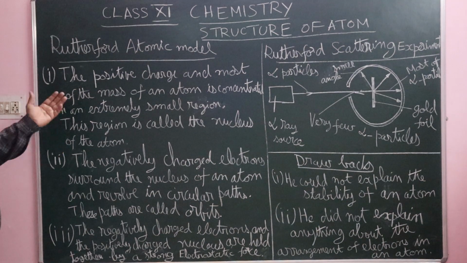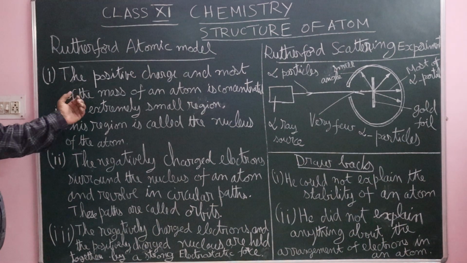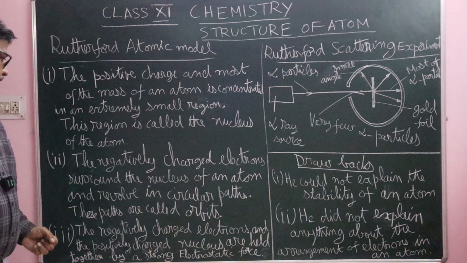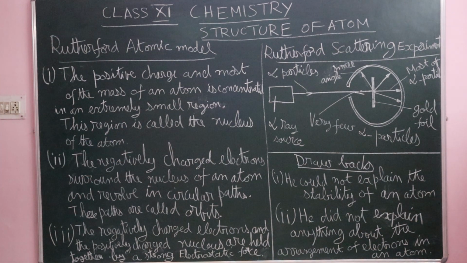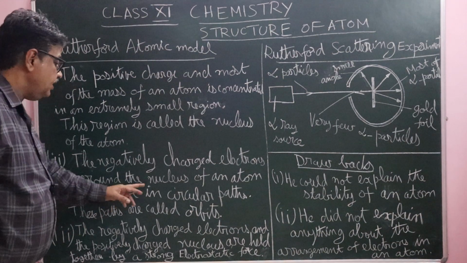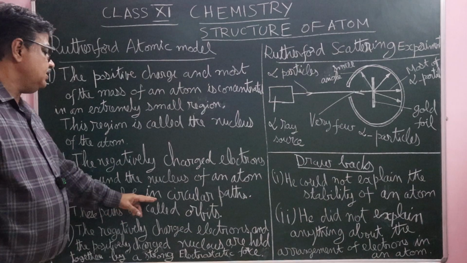Therefore, the positive charge and most of the mass of an atom is concentrated in an extremely small region. This region is called the nucleus of the atom. The negatively charged electrons surround the nucleus of an atom and revolve in circular paths.